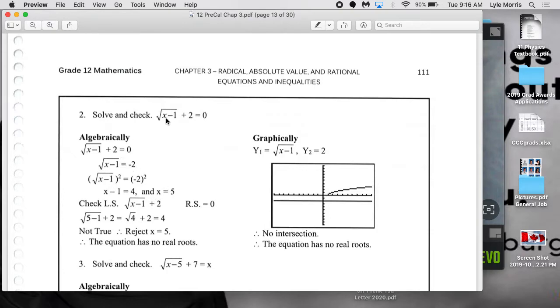Well, you plug that in. 5 minus 1 is 4. The root of 4 is 2. 2 plus 2 does not equal 0. Graphing, when you put negative 2 on the one side, it's down here. They screwed up, that should say negative 2. It's down here, and then the radical starts here. They will never intersect. They will never meet. No roots. Cool.